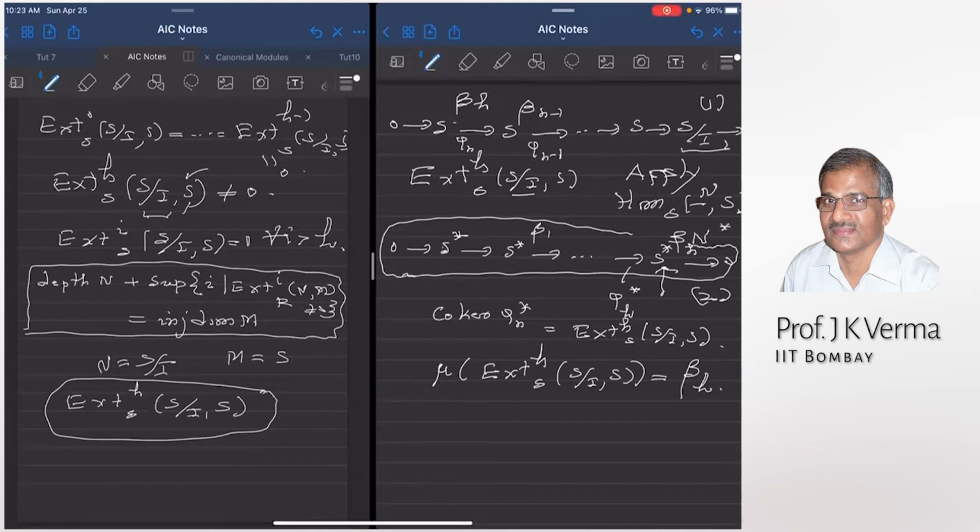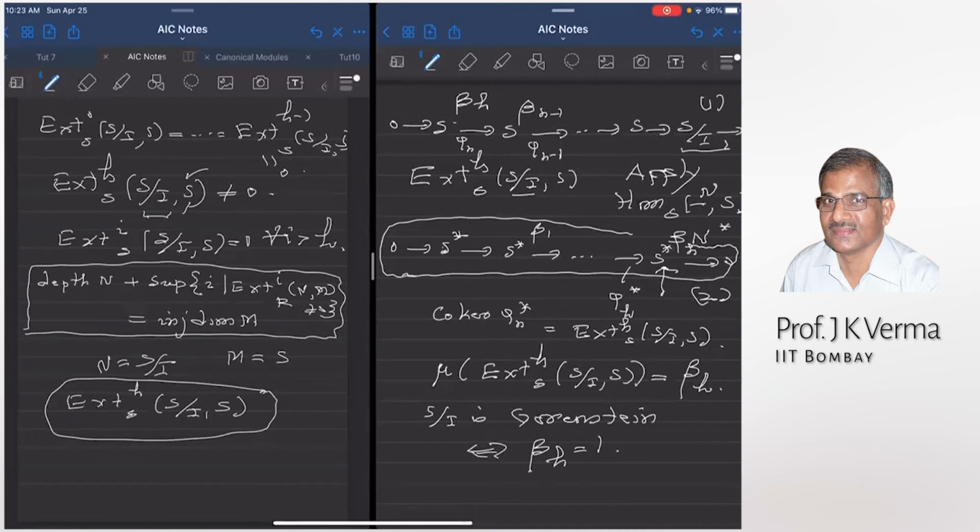So the last Betti number in the minimal free resolution of S mod I is the minimum number of generators of this module. And we have proved before that S mod I is Gorenstein if and only if, what was the condition? Do you remember? Beta H is 1.